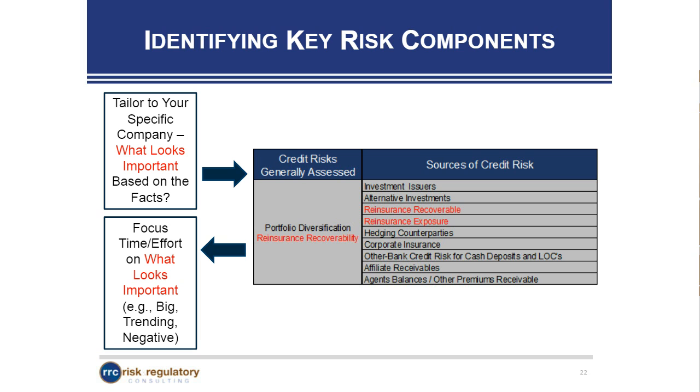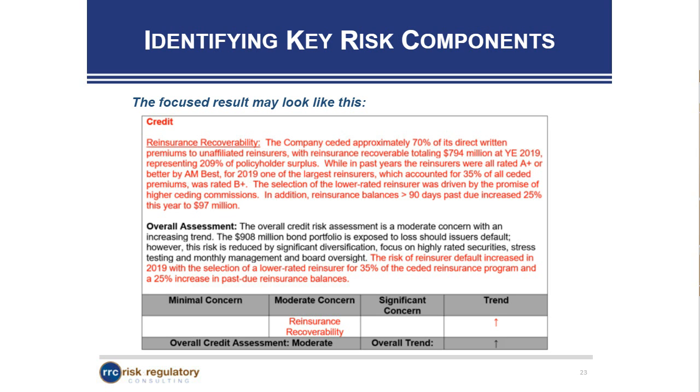And so when you look at that and you start doing your preliminary assessment, in this case, reinsurance recoverables pops out as something that looks big to you. It looks important, it's trending negative, whatever, and that might be a risk component that you would open up as part of your credit risk assessment. And the result of your analysis might look something like this, some kind of write-up about the reinsurance recoverability.